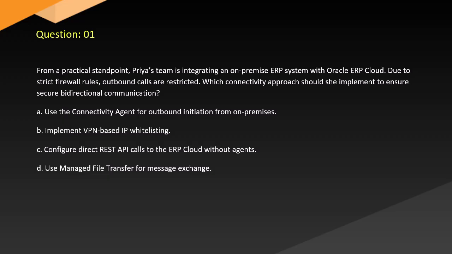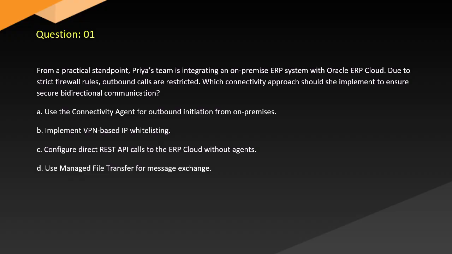Question 1. From a practical standpoint, Priya's team is integrating an on-premise ERP system with Oracle ERP Cloud. Due to strict firewall rules, outbound calls are restricted. Which connectivity approach should she implement to ensure secure bidirectional communication?